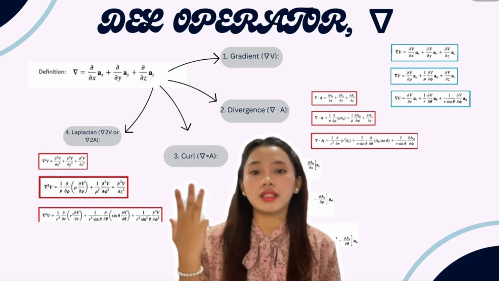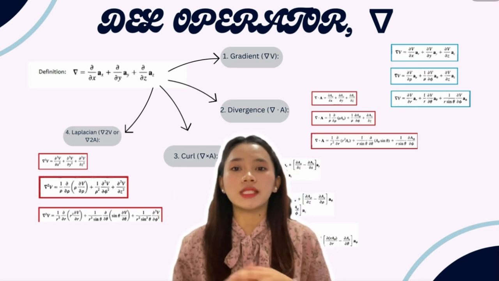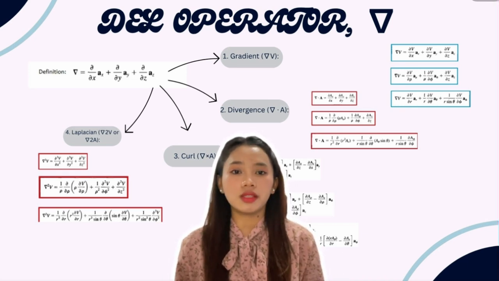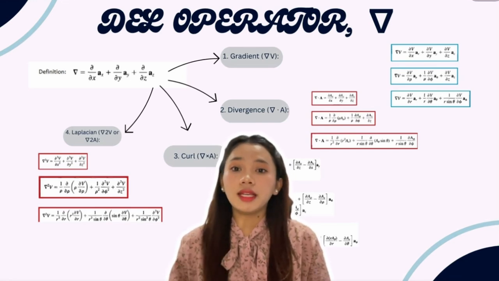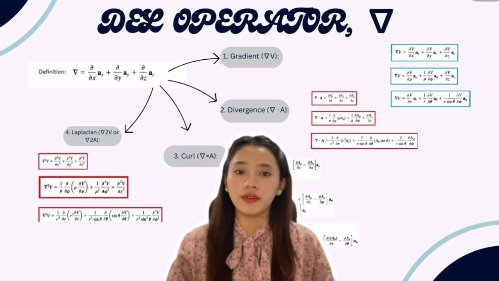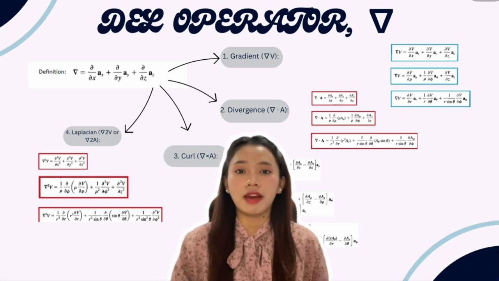Meanwhile, the divergence measures how much a vector field spreads out from a point. The curl quantifies the circulation or rotation of a vector field. Lastly, the Laplacian measures the concentration or diffusion of a field, vital for potential and wave equations.